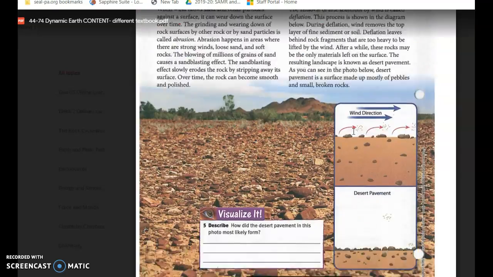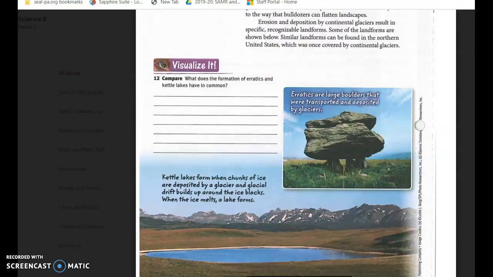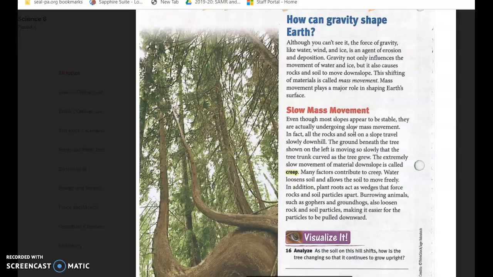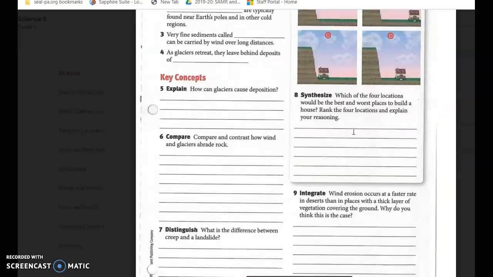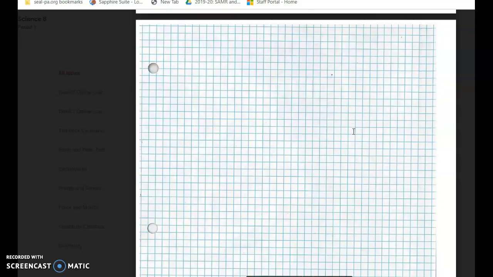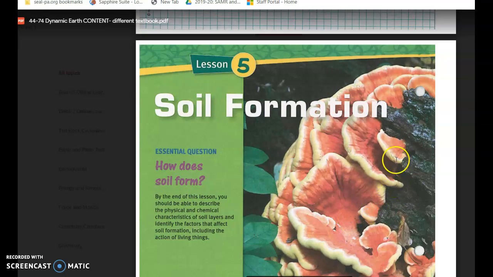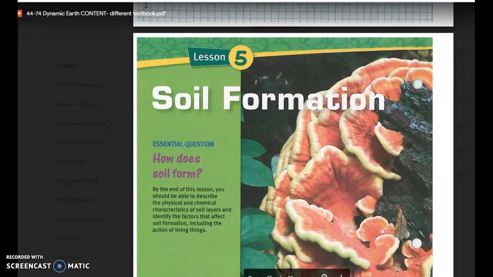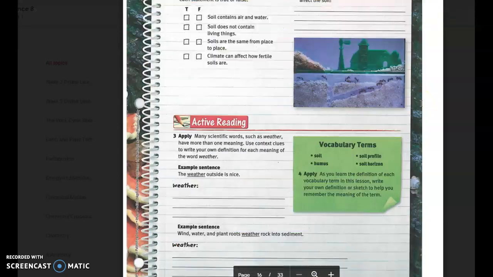So we want to keep scrolling until we find Lesson 5 on soil formation, and there is a picture of a large mushroom, I believe, a fungi on the front. Oh, here it is. So this is where we want to be in our PDF. So this is a PDF file. You can download it if you want to save it on your computer. That way you won't need to go back into Google Classroom to open it up. So you can do that if you want.